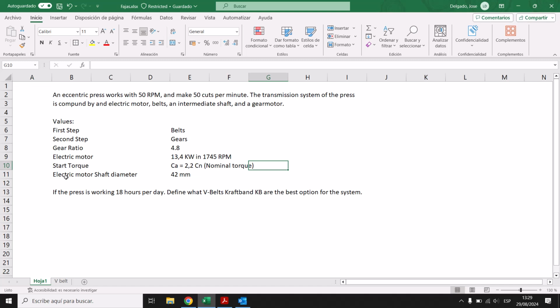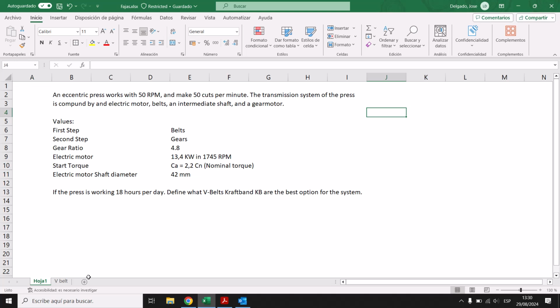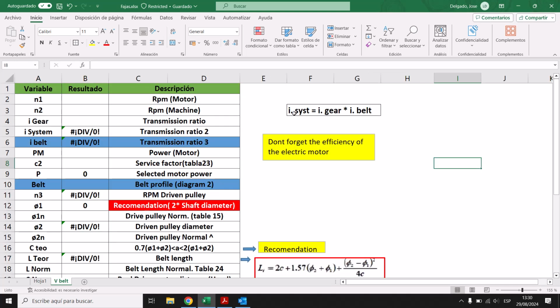And we have the electric motor shaft diameter of 42 millimeters. And the question is, if the press is working 18 hours per day, define which belt and which V-belt are the best option for the system. So first, we only need this information and we have to remember these two things.